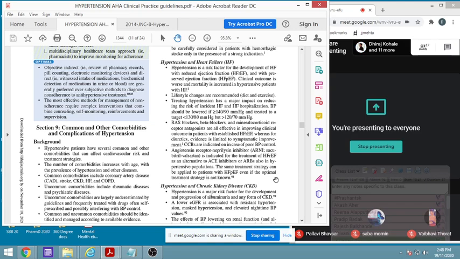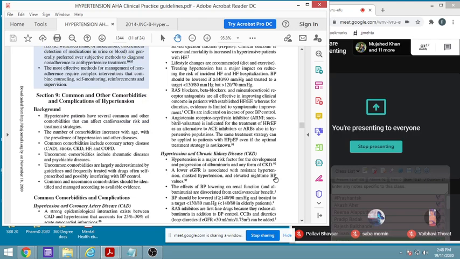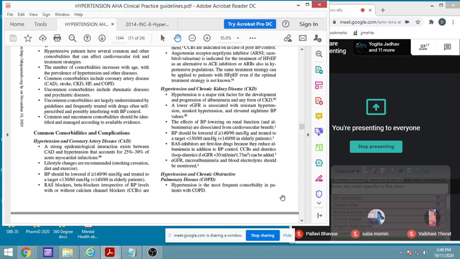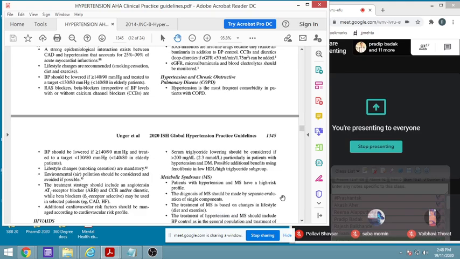These agents are also very popular and they are found to be very effective in kidney diseases, where kidney diseases are categorized on the basis of the glomerular filtration rate. So as the GFR, or eGFR, the estimated glomerular filtration rate, is reduced, that means the kidney is not functioning normally. So in that also RAS inhibitors are the first line drugs, and then calcium channel blockers and diuretics can be given. Then when hypertension is along with COPD, it is the most frequent comorbidity in patients with COPD. Here BP should be lowered to 140 and treatment to the target of 130 over 80.